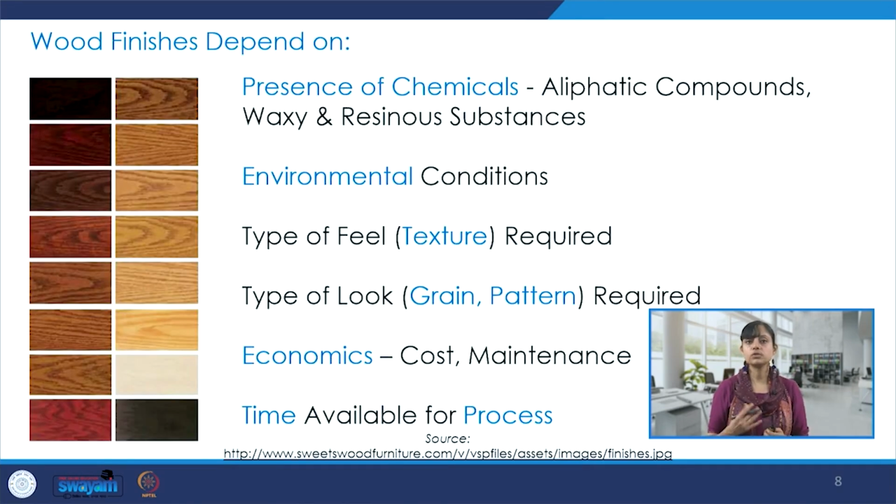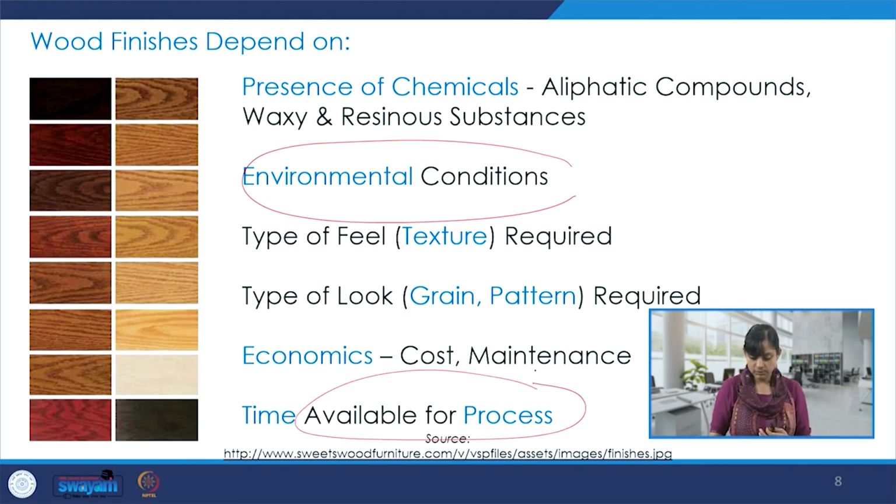So the wood finishes also depend on the presence of chemicals, whether there is a waxy or resinous substance or an aliphatic compound present in the timber. What are the environmental conditions where it is grown or from where it is procured, and the type of finish that you require for the project or for the application. So what is the texture that you can achieve, the grain or the pattern, and the economics. So what is the cost and what are the additional maintenance costs which are liable to occur. And of course, what is the time available for processing the timber that is being used.